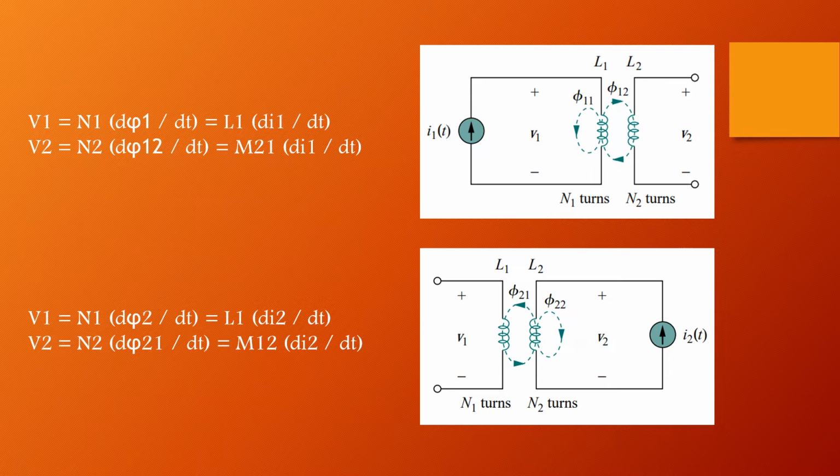And the same can be applied to the second case, in which we have a current in the secondary coil and not in the primary one. That is, V1 is equal to N1 d phi2 by dt, where phi2 is the flux from the second coil that is linked with the first one, and V2 can be equated to N2 d phi21 by dt, which is equal to M12 di2 by dt, where M12 here is the coefficient of mutual induction of the first coil with respect to the second. And a clear observation is that M21 is equal to M12.